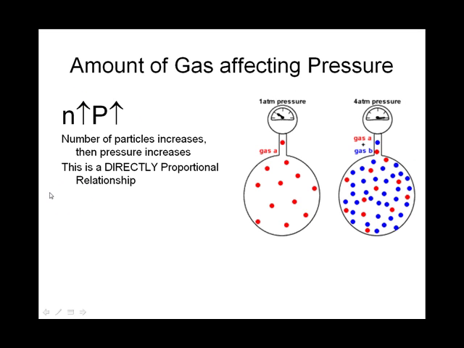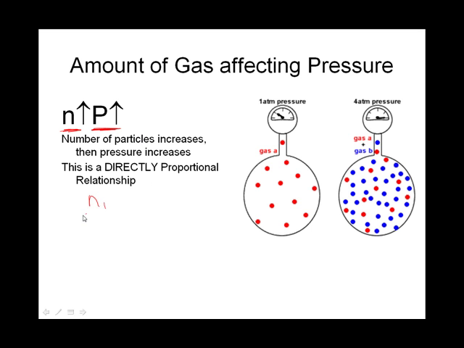Here's the amount of gas affecting the pressure. If I add more particles inside this container, as shown in this picture, they're going to hit the inside wall of the container more often, causing a higher pressure. And so the more particles, the higher the pressure. And so we have a direct proportionality again.